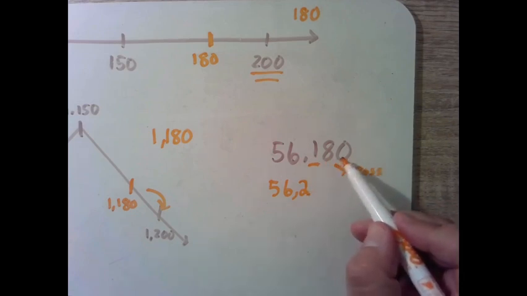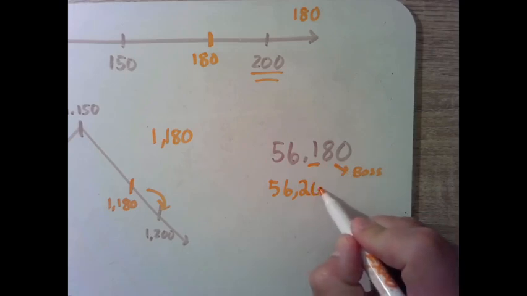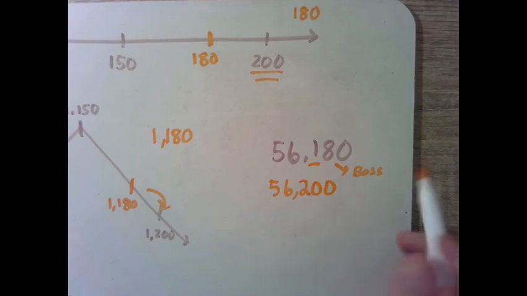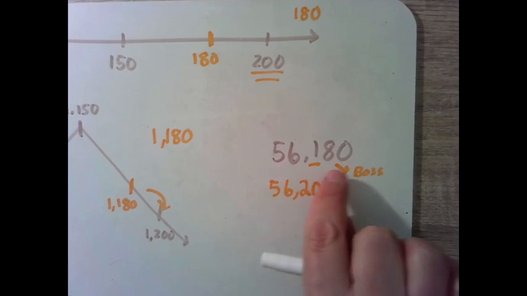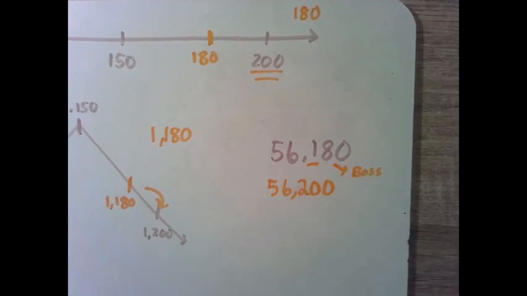Then everything after the stop sign becomes a 0. So this 8, we're changing to a 0. And the 0, well, we're just going to keep it at 0. All right, so the answer, when you round 56,180 to the nearest 100, is 56,200. All right, so that's our answer for number 7.